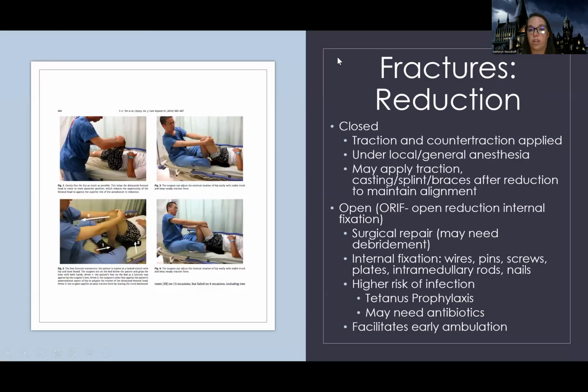So let's talk about reduction. Like I said, reducing a fracture is where we're trying to align it back into place. So a closed reduction, this is the one that's non-surgical that I said a doctor can do at the bedside. And this is where they apply traction and counter traction, and they're trying to set it into place. So here's a picture of what this looks like.